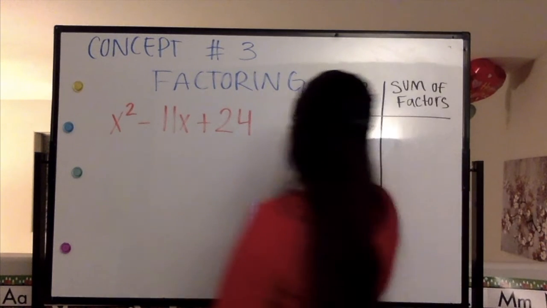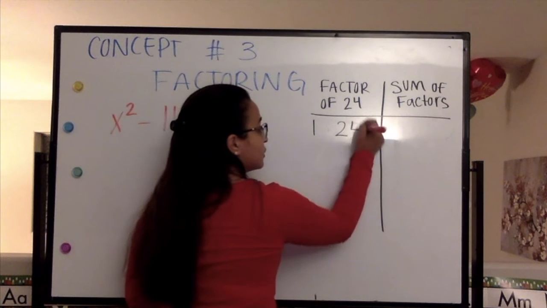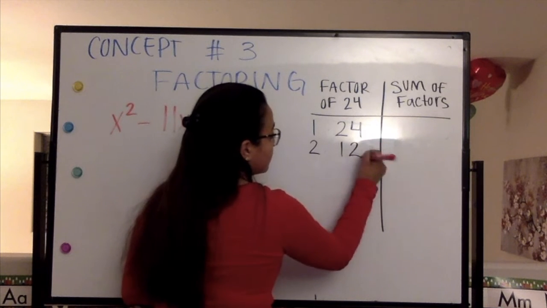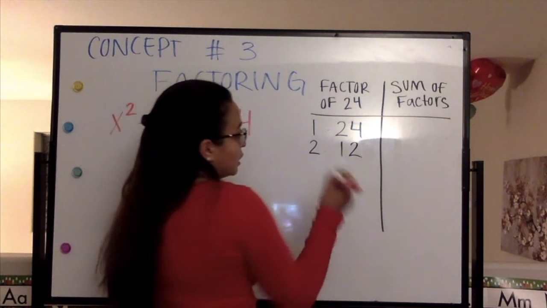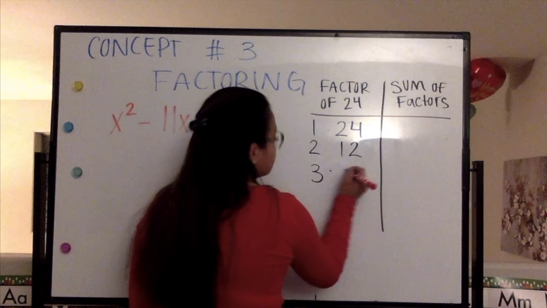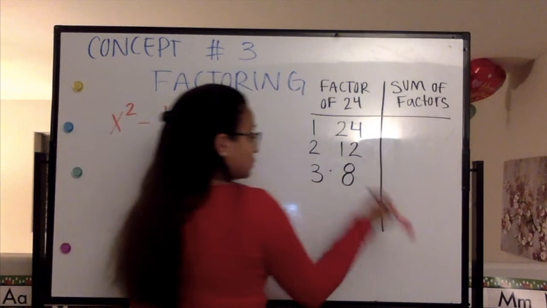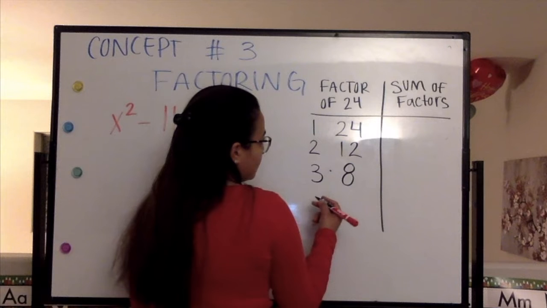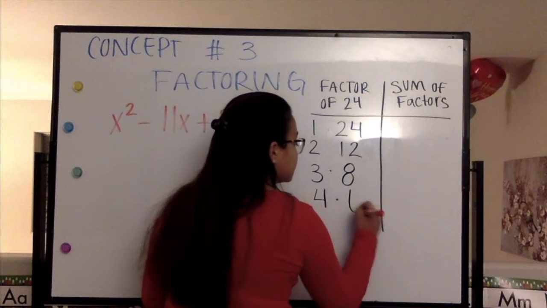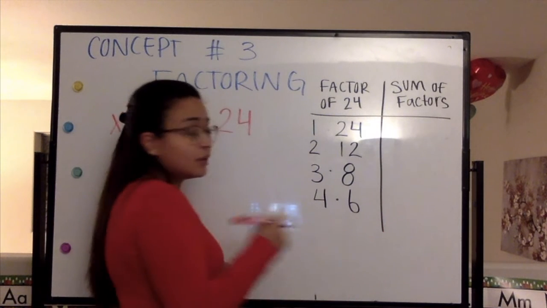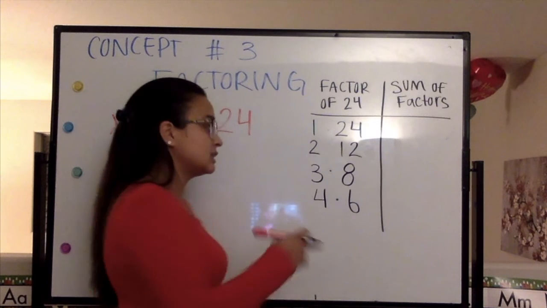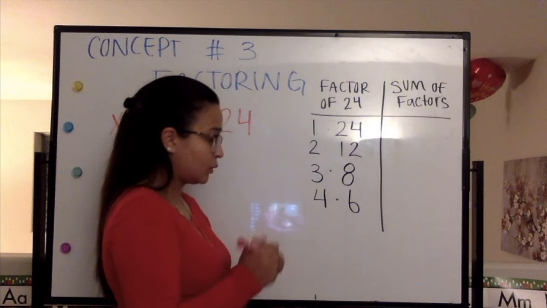We know that 1 times 24 equals 24. 2 times 12 equals 24. 3 times 8 equals 24. 4 times 6 equals 24. 5 doesn't really equal 24, and then we're left off with 6, and we're back to where we started. Okay?